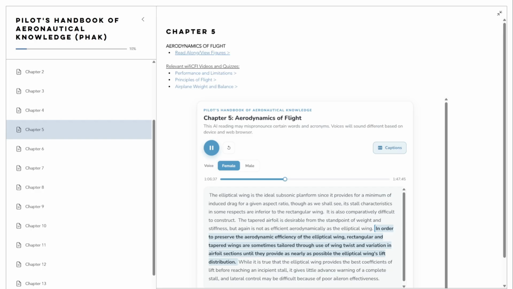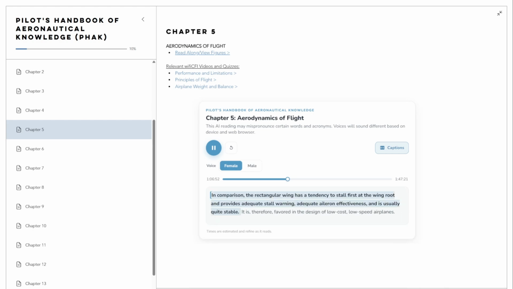While it is true that the elliptical wing provides the best coefficients of lift before reaching an incipient stall, it gives little advance warning of a complete stall, and lateral control may be difficult because of poor aileron effectiveness. In comparison, the rectangular wing has a tendency to stall first at the wing root and provides adequate stall warning, adequate aileron effectiveness, and is usually quite stable. It is, therefore, favored in the design of low-cost, low-speed airplanes.